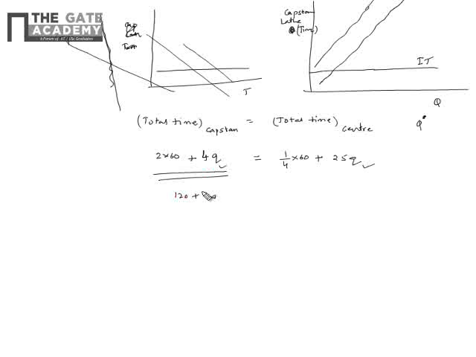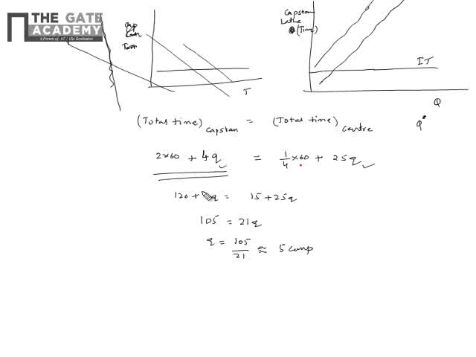So 120 plus 4Q equals 15 plus 25Q, so 105 equals 21Q. Q is 105 by 21, which is basically 5. So on a time basis it is quicker to produce fewer than 5 components on a center lathe, but for a batch of 5 or more, the capstan lathe is quicker to use.